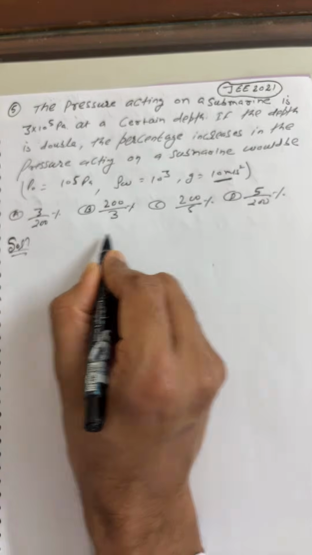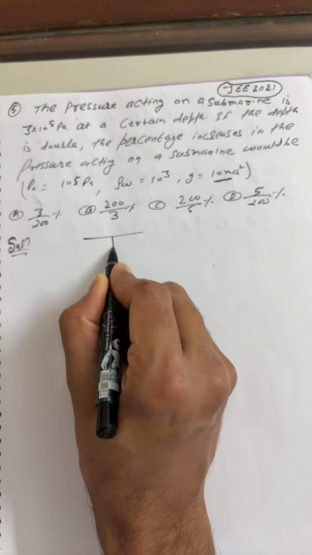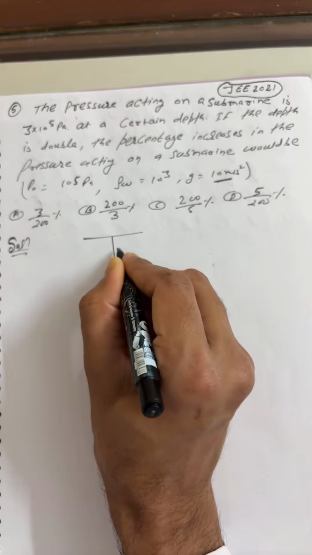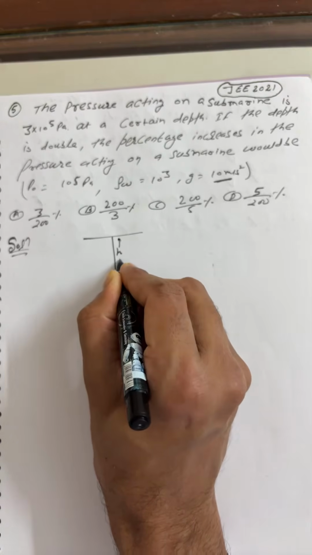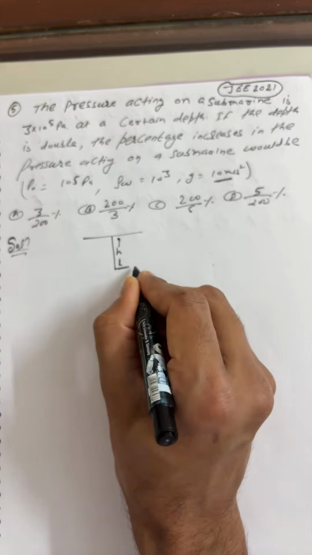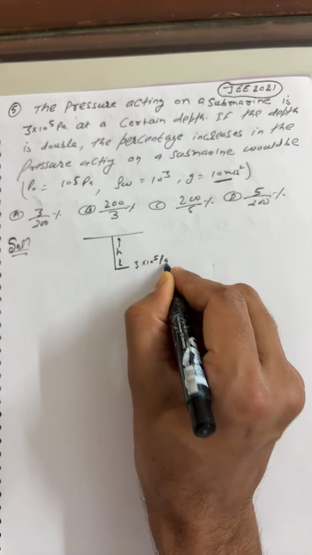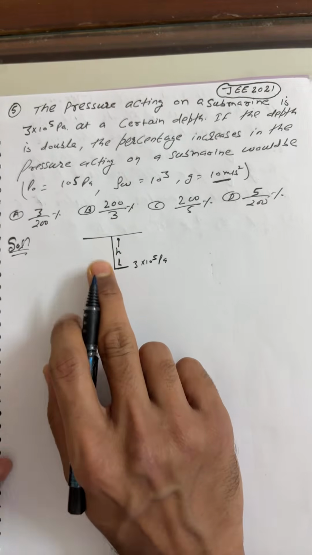Initially, let's take the height as h beta. At height h beta, the pressure mentioned is 3 into 10 to the power 5 Pascal. We have to find the height h beta from here only.